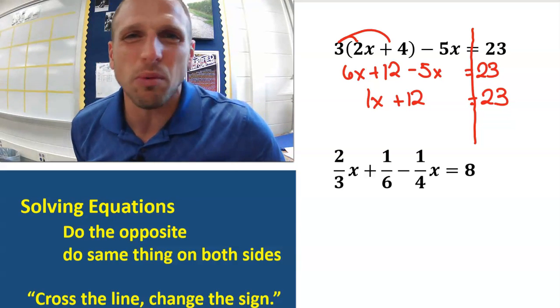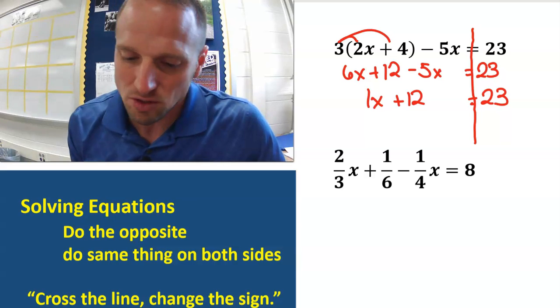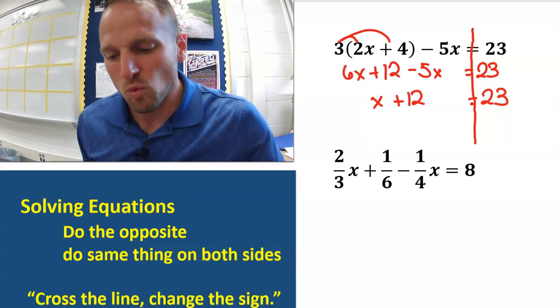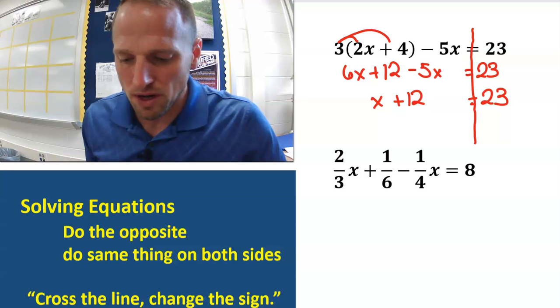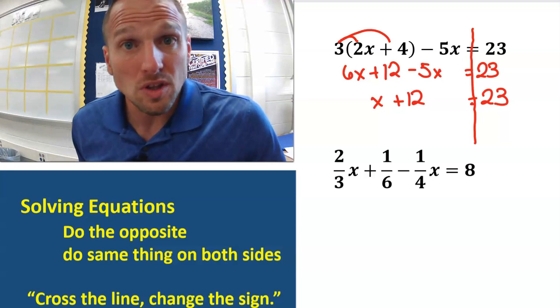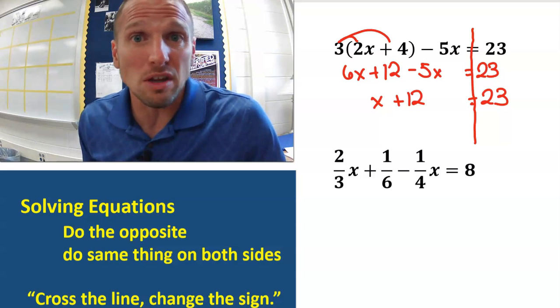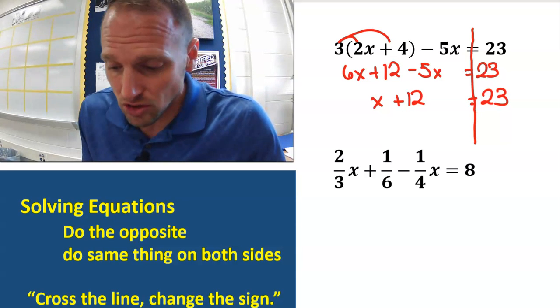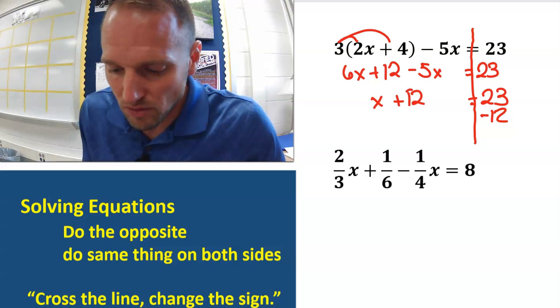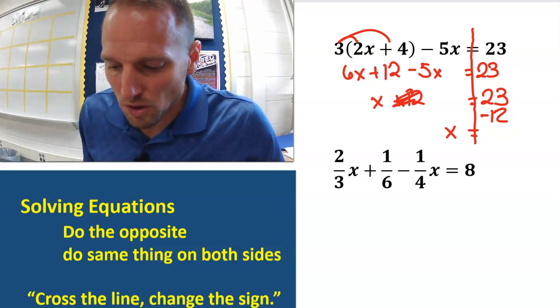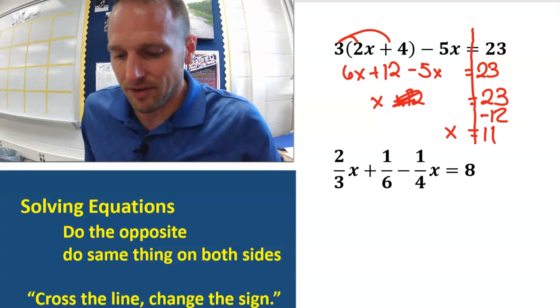Now, I bet you remember we don't need to write a 1 in front of that x, so I'm going to erase that. 1x is the same thing as x. Let's just write it like that. Well, we're almost done. All we need to do is get rid of that 12, and we have our x isolated. That's a plus 12, so let's cross the line and change it to a minus 12. So we've got x equals 23 minus 12, which is going to be 11.